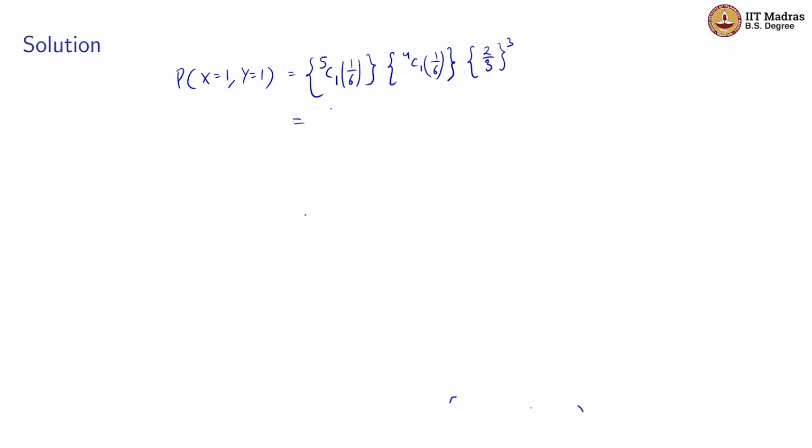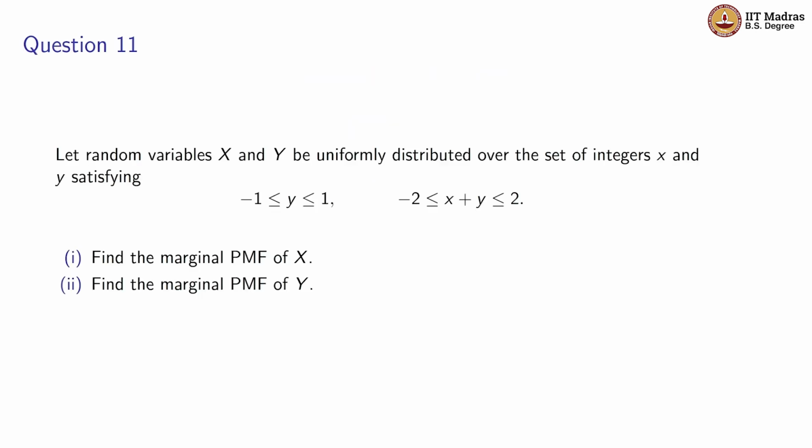Now on further simplification, this is 5/6 into 4/6 into 8/27. So on further simplification we get 160 divided by 972, and on further simplification we get our required answer, which is 0.164. Now coming to the next question.